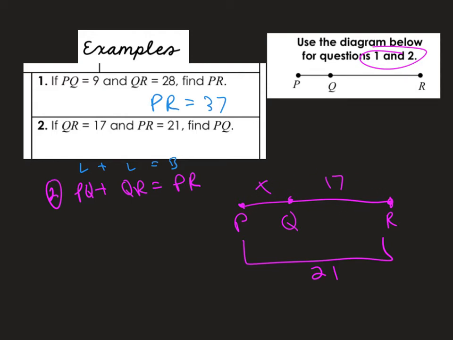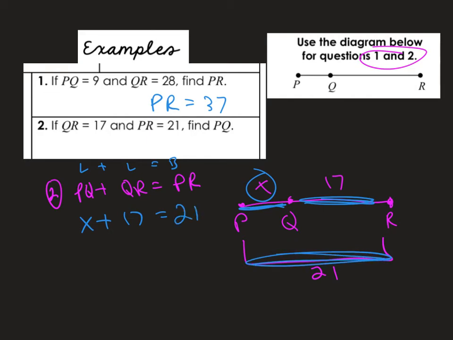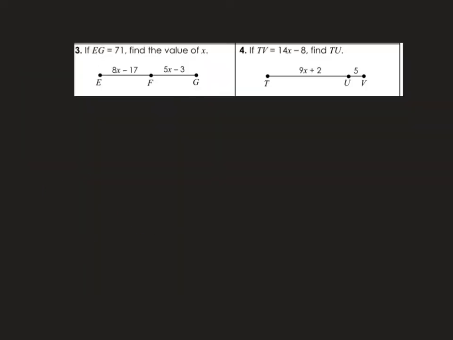So substitute in what you know. Instead of PQ, what am I going to write? PQ is this. So I'm going to substitute in X plus QR is right here. So what am I going to write? 17 equals the big part. PR. What is PR? 21. Okay, and now you finish and you tell me what is the value of X. So you finish that problem.